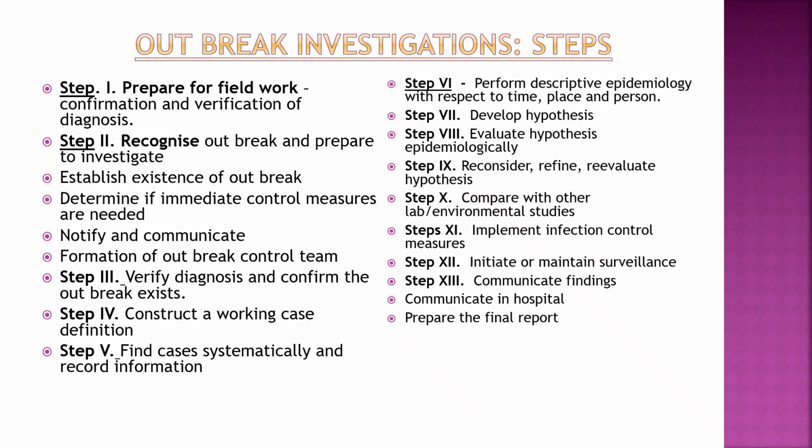In step 1 you have to prepare for field work, so confirmation and verification of the diagnosis is there. Then second step, recognize the outbreak and prepare to investigate. So establish existence of outbreak, determine if immediate control measures are needed, then notify and communicate, and formation of the outbreak control team. Then step 3, verify diagnosis and confirm the outbreak exists. Step 4, construct a working case definition. Step 5, find cases systematically and record information. Step 6, perform descriptive epidemiology with respect to time, place and person.